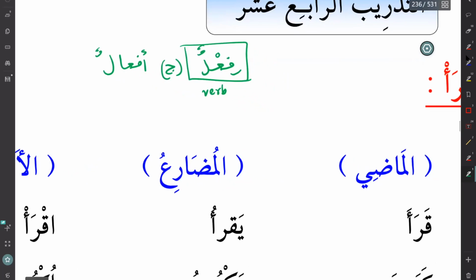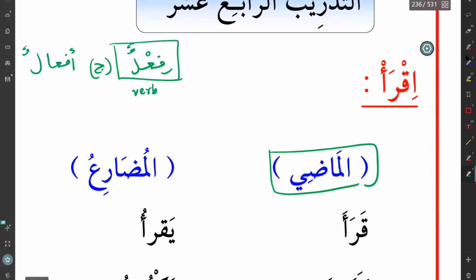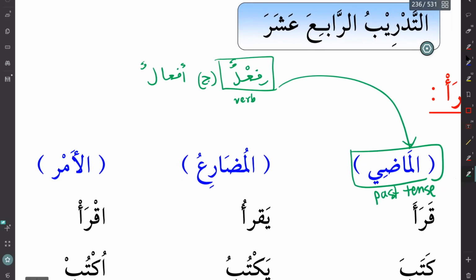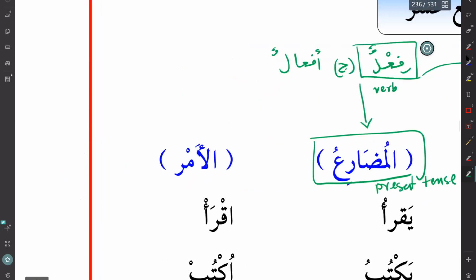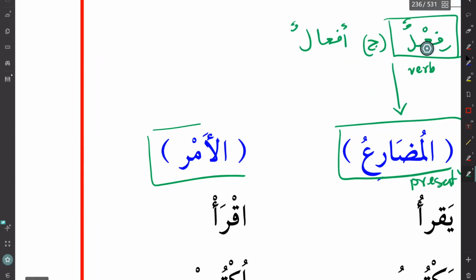We have three types of verbs in Arabic language. We have the past tense, al-madi. And we have the present tense, al-mudari. And we have something called al-amr, which is the command verb.